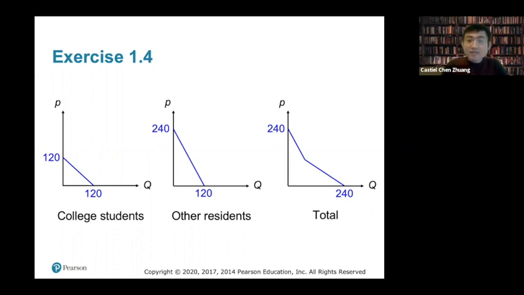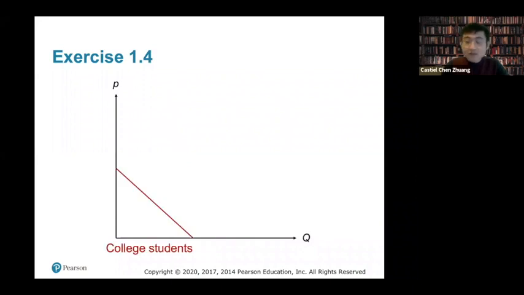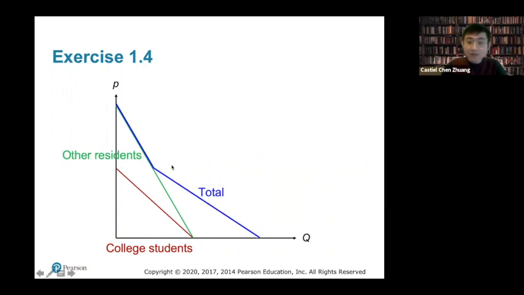So I think it's better to actually draw them together. This red demand curve is the demand curve for college students. This green demand curve is the demand curve for other residents. And when you sum them up horizontally, you can see that when the price is above 120, it's just the green line. So the blue line, which is the total demand curve, coincides with the green line.